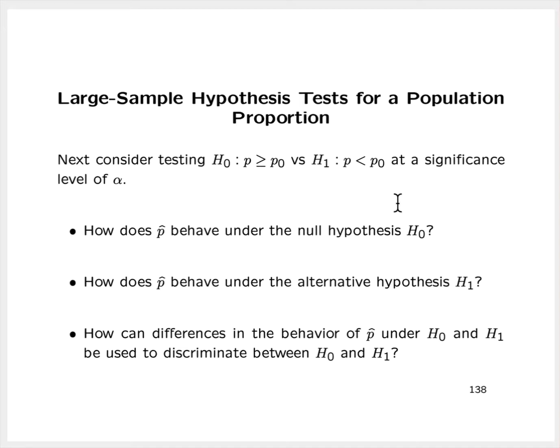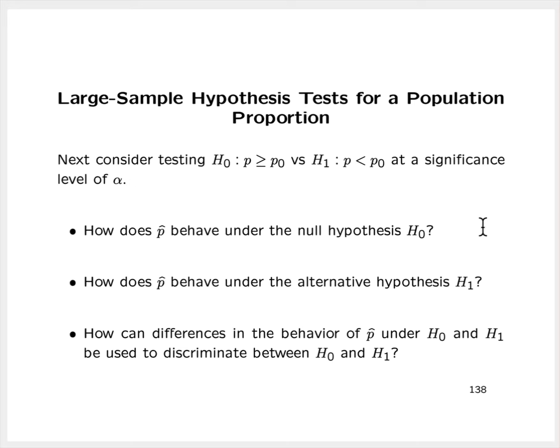Now, let's consider this left-tailed test. The null hypothesis would be that p is greater than or equal to this hypothesized value, p0, and the alternative is that p is less than p0. Again, we will denote the significance level of the test by alpha.